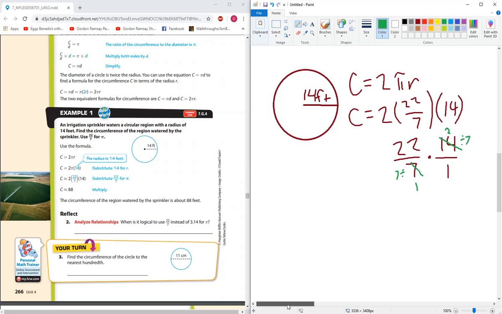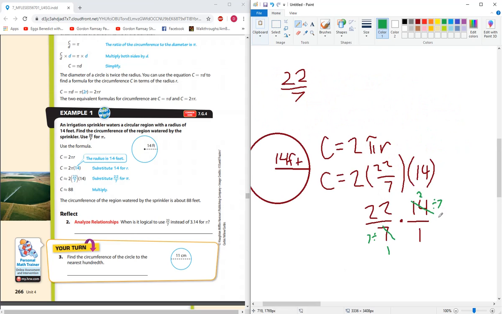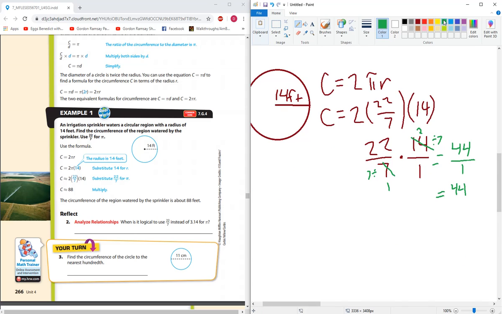So if I multiply, 22 times 2 is 44 and 1 times 1 is 1. So it makes my answer very, very nice, very pretty. And then I need to remember that I need to bring back my 2. So C is equal to 2 multiplied by, we already answered this one, so we're going to get 44, which means C is equal to 88.